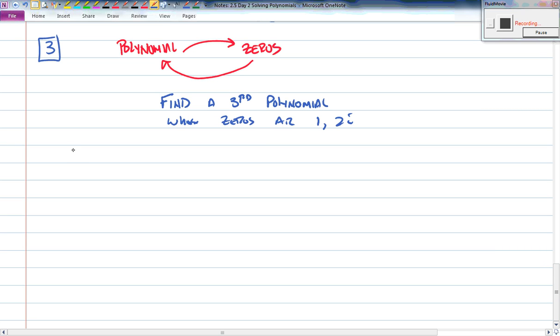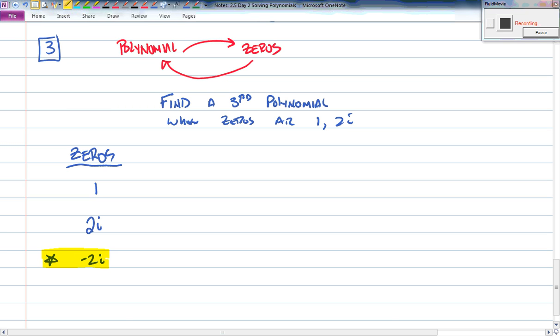Let's think about this. First, let's talk about what we have been given. We've been given some zeros. What are the two zeros that we have been given? 1 and 2i. Now, you may or may not remember that in a complex number, if 2i is a 0, then its conjugate is also a 0, because the conjugate pair theorem says that they come in pairs. So if 2i is a 0, then I know that negative 2i is also a 0, and that's the one that you get for free.